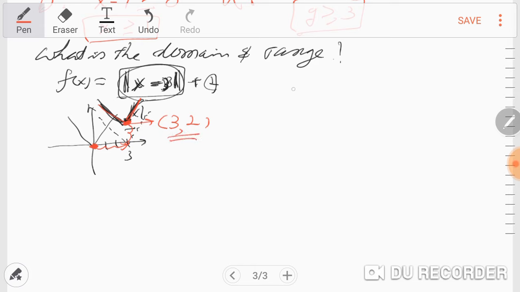Then how about the domain? Domain: x can be any real number. There's no restriction on the domain. So the domain is all real numbers. How about the range? The minimum value of y for the absolute value is 0, but since we shifted this minimum value two units up, the minimum y value is 2. So y is greater than or equal to 2. That is the range.